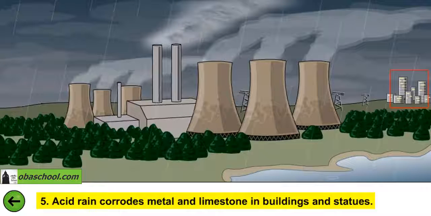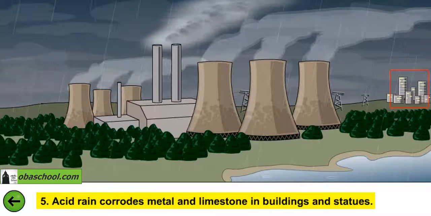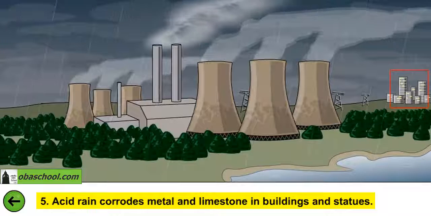Acid rain corrodes metal and limestone in buildings and statues. So you see how acid rain damages the environment on many different levels.